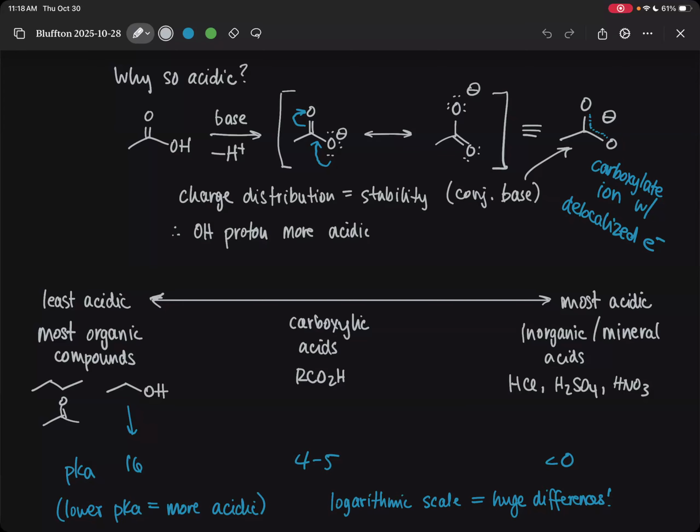And then I also mentioned that carboxylic acids are intermediate between most organic compounds like alcohols or, well, water is not an organic compound, but that would be down there as well, and inorganic acids like hydrogen chloride, sulfuric acid, etc.